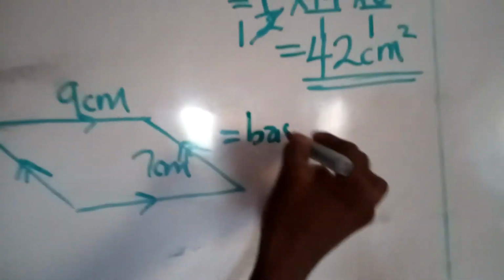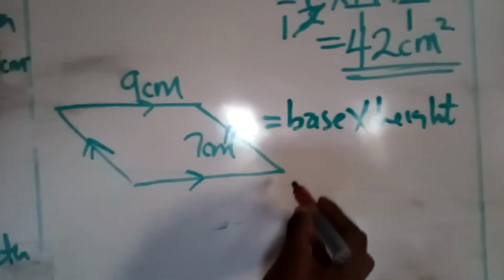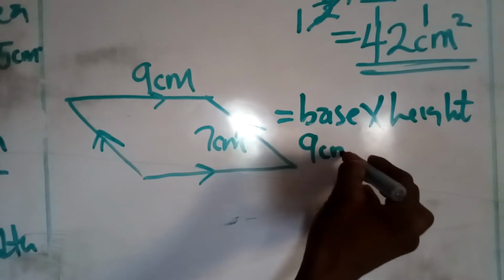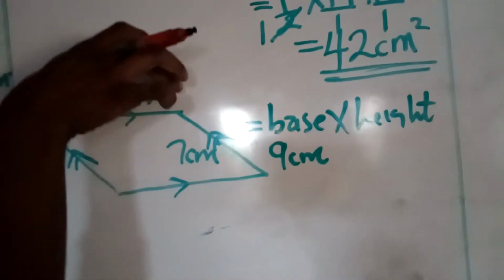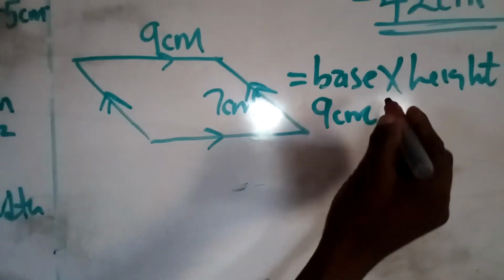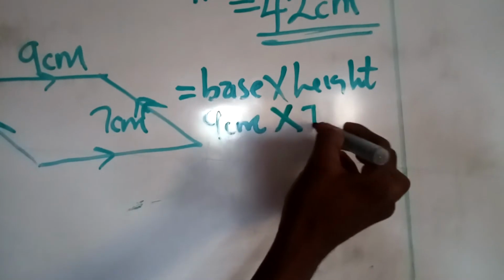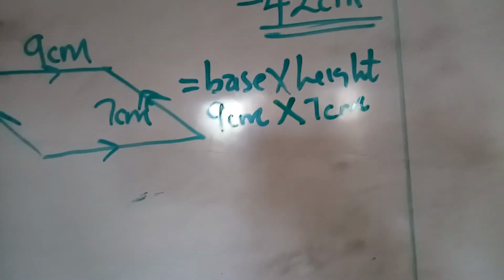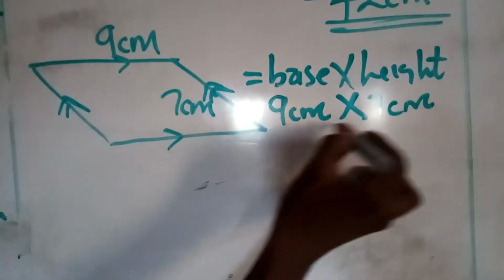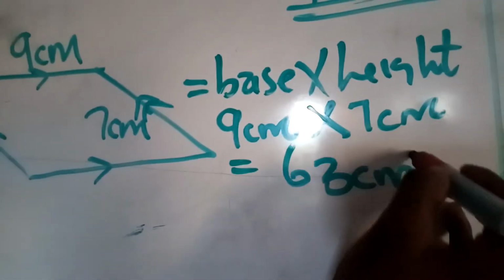So this is our base times our height. The base is 9 centimeter. The base measurement could either be given at the top or at the bottom. Then the height is given by the side. That's 7 centimeters. Now 9 times 7 will give us 63 centimeter square.